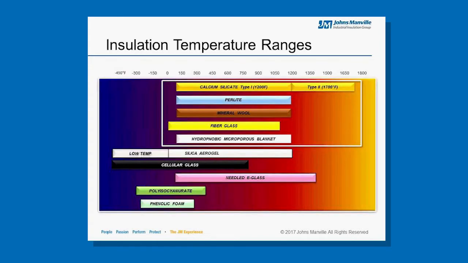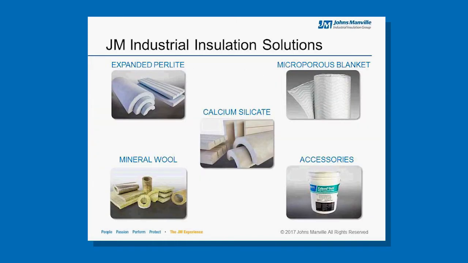We believe that every application is different, and there are optimal solutions for each. With a breadth of insulation solutions that JM produces, JM is your solutions provider for high-temperature insulation materials, whether that be calcium silicate, expanded perlite, mineral wool, fiberglass, or hydrophobic microporous blanket. There are other materials that are suitable for low-temperature applications, such as silica aerogel, cellular glass, polyisocyanurate, or phenolic foam, and needle D-glass and silica aerogel for higher temperature applications.